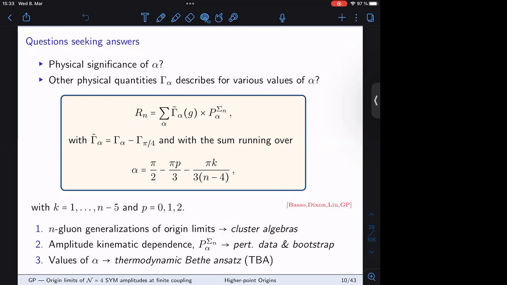Then once you think of limits that are natural generalizations of the six particle one, you look at the amplitude dependence there. And this is where finding what this polynomial of the kinematic variables is, and checking that it is quadratic, is where perturbative data helped. And finally, it's the values, let's say, of alpha that the strong coupling description was instrumental in revealing. In fact, it could do more. It could obtain at least some of these polynomials also, but hopefully we'll get there.